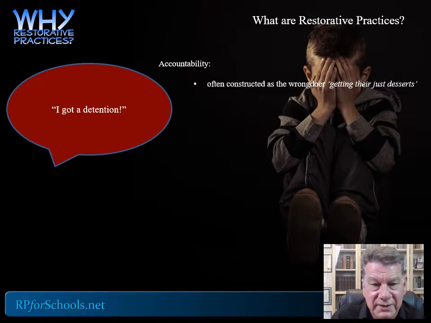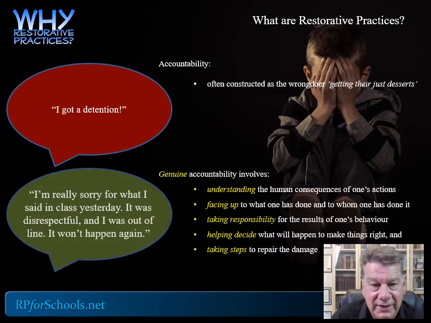So which of these do you think indicates more learning has occurred? I got a detention for what I did, or I'm really sorry for what I said in class yesterday. It was disrespectful and I was out of line. It won't happen again. Which one of these two indicates more learning has occurred in the prefrontal cortex of that young person? Which of these indicates more likely self-regulation next time something occurs?